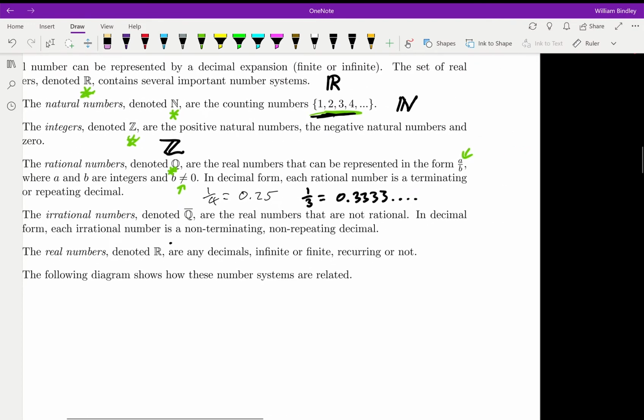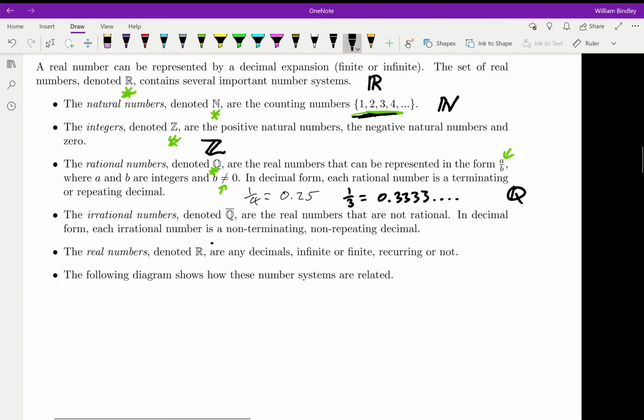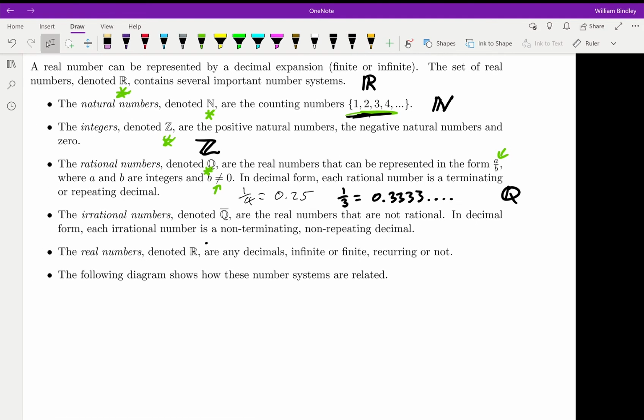Okay, so the way we write the symbol for the rational numbers when we are writing by hand is just by writing a Q and then putting a line through here like that. Okay. Moving on, the irrational numbers are denoted by this symbol here. Okay, and they are the real numbers that are not rational. So in decimal form, it's the opposite to the rational numbers. Each irrational number is a non-terminating, non-repeating decimal.